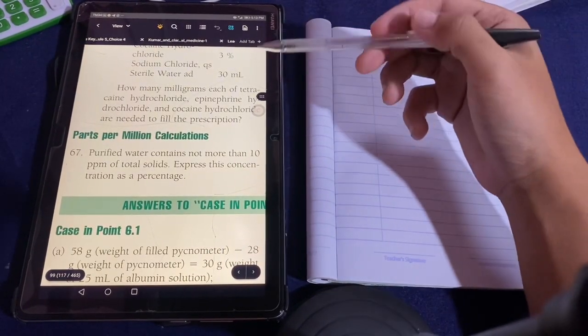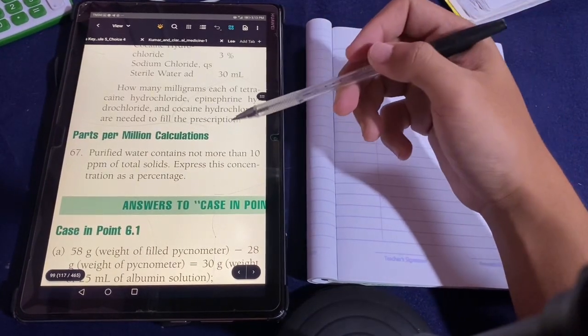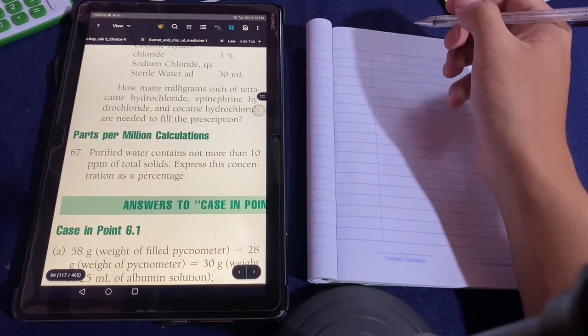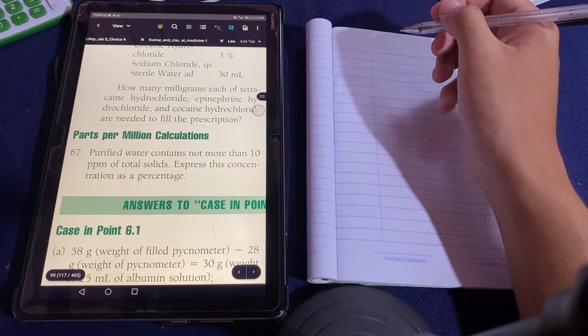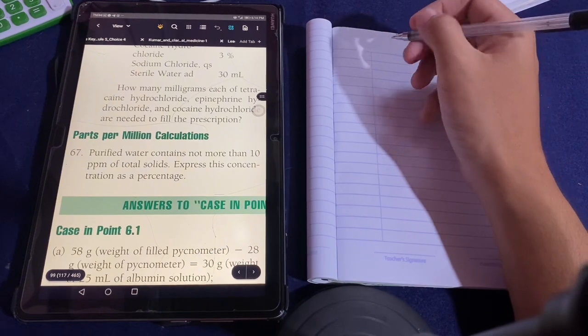So I will be solving for parts per million calculations. So let's start with 76. Purified water contains not more than 10 parts per million of total solids. Express this concentration as a percentage.